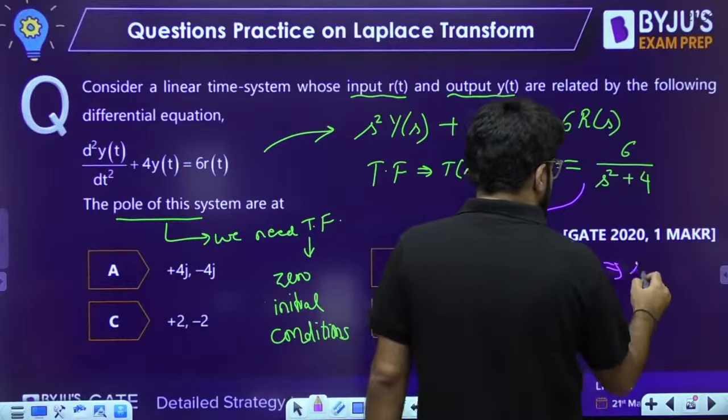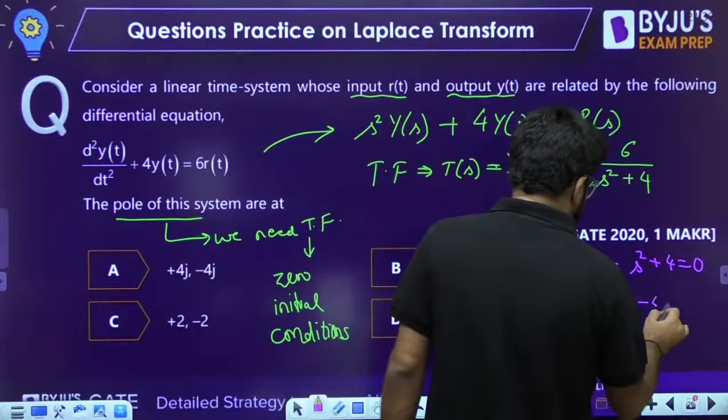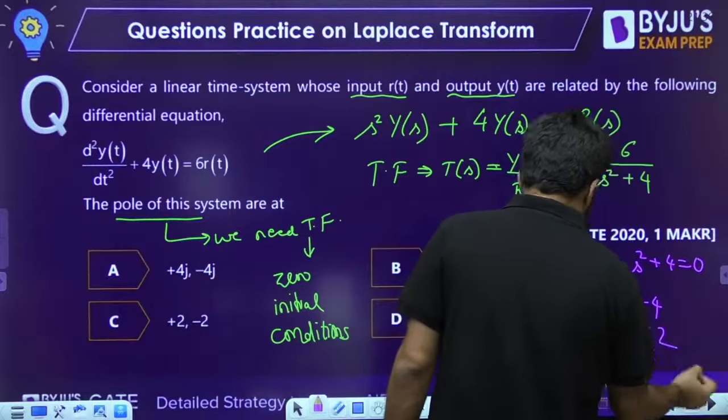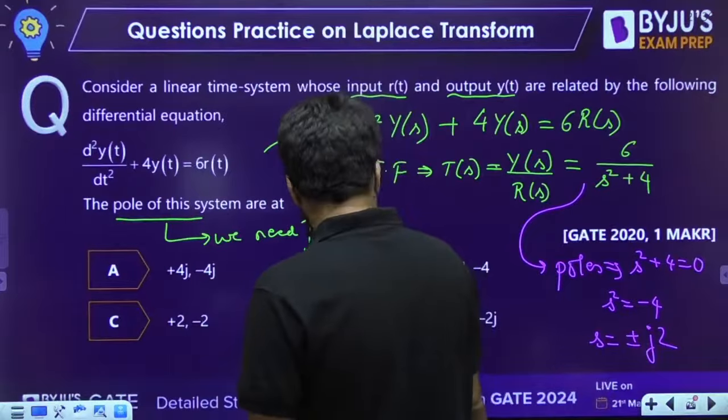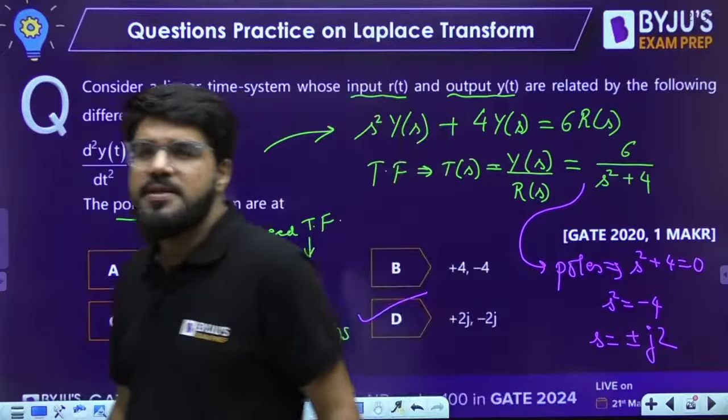There is no numerator, only a denominator. I will make it 0: s square plus 4 equal to 0. s square is minus 4, and the square root of a negative number gives imaginary roots, plus minus j2. It is option D, plus minus j2.